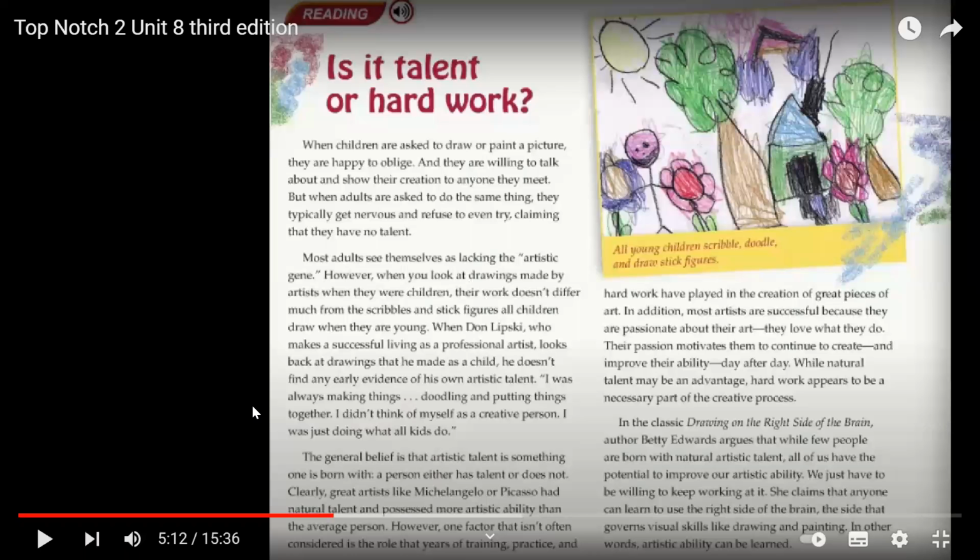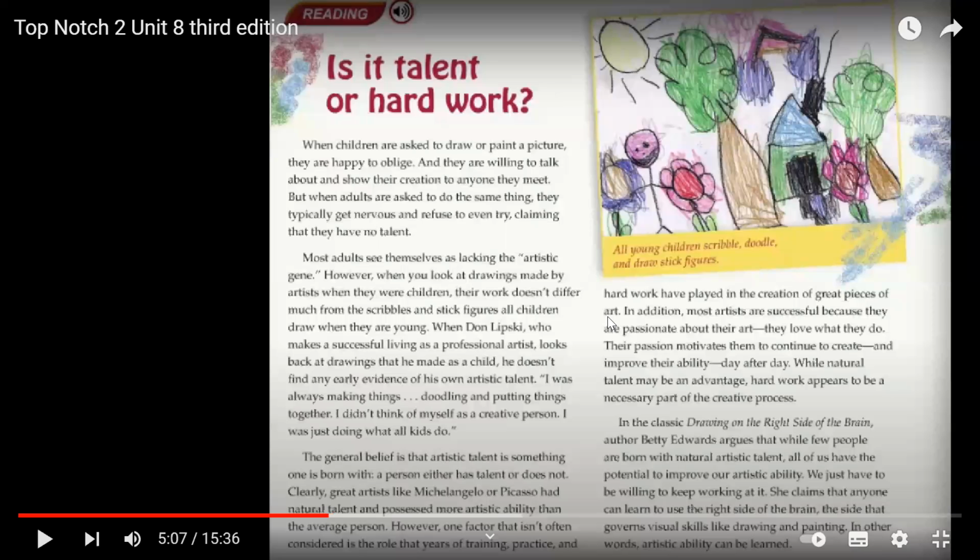Sin embargo, however, one factor that isn't often considered is the role that years of training, practice, and hard work have played in the creation of great pieces of art. Algo que no se considera habitualmente es el rol que juegan los años de entrenamiento, práctica y trabajo duro. Es el rol que juegan estos tres elementos o que han jugado en la creación de grandes piezas de arte.